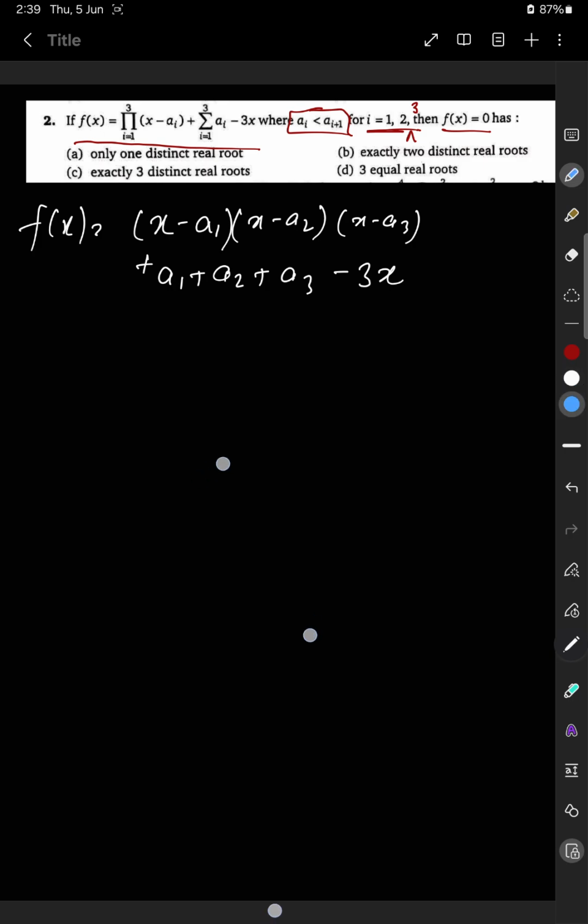Since we have given a condition that a1 is less than a2, a2 is less than a3, we also conclude that a1 is also less than a3. It's obvious. Now we have to check for the roots. All we have given is roots. So basically we don't have to find the exact roots, we just have to calculate it by the values a1, a2 and a3. So we have to find out f of a1.